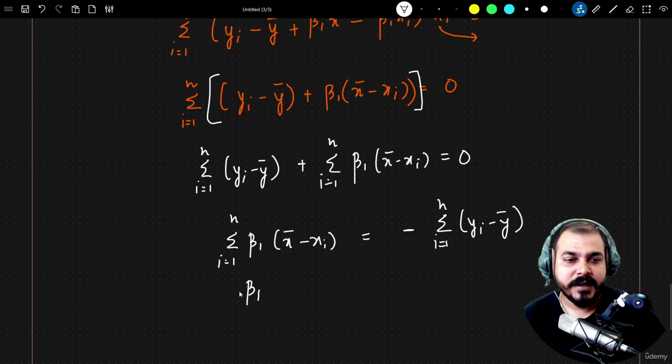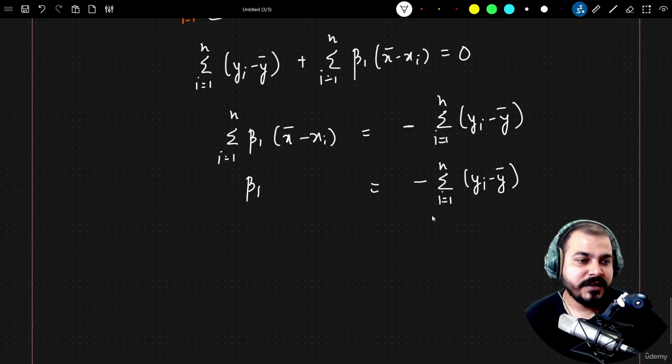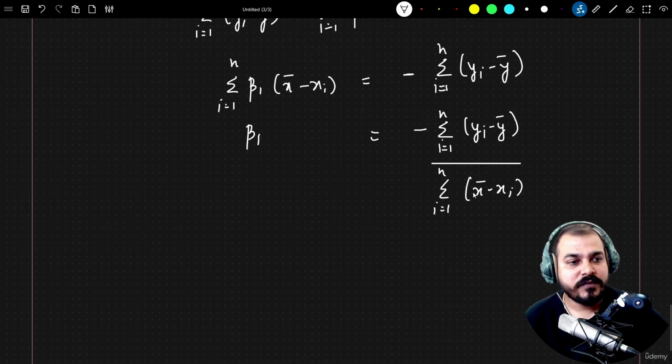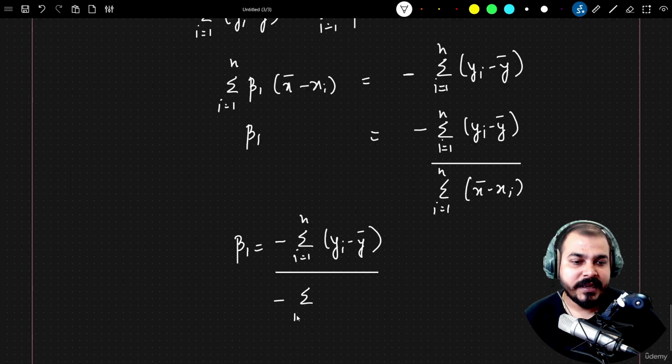Then finally I will be getting beta 1, which will be minus summation of i equal to 1 to n, y of i minus y bar, divided by summation of i equal to 1 to n, x bar minus x of i. Now see over here, if I try to bring this x of i forward, then I have to take a negative value. So finally beta 1, I can write it as minus summation i equal to 1 to n, y of i minus y bar, and if I take a minus value outside, then I can also write this as summation i equal to 1 to n, x of i minus x bar, right?